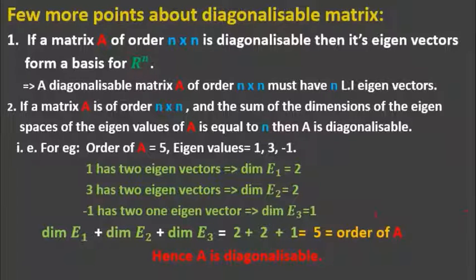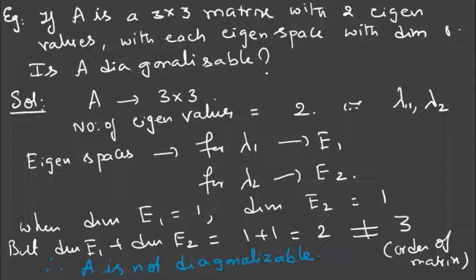Then what is the sum of all dimensions of eigenspaces? Dimension E1 plus dimension E2 plus dimension E3 is equal to 2 plus 2 plus 1. That is equal to 5, which is equal to the order of A. Hence, A is diagonalizable. Look at this example. If A is a 3 by 3 matrix with two eigenvalues, with each eigenspace of dimension 1, is A diagonalizable?